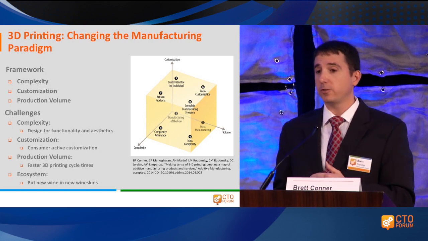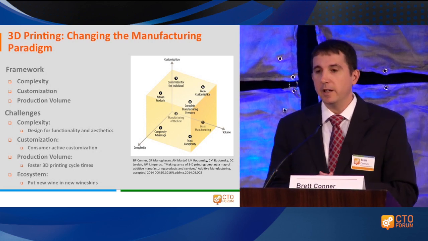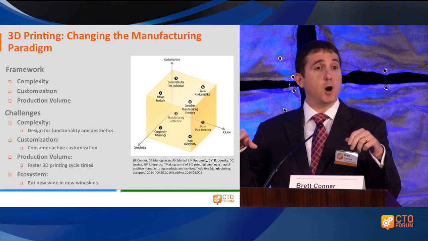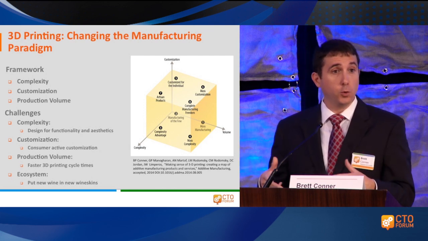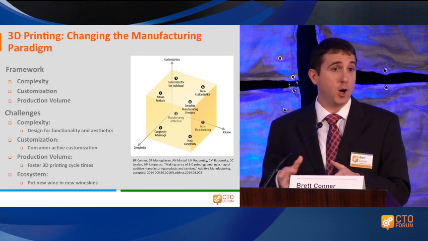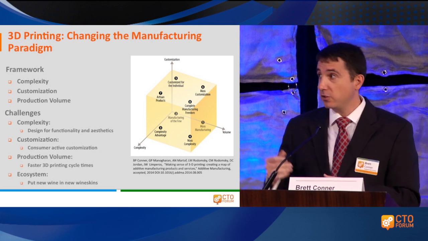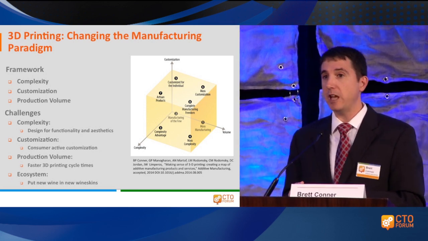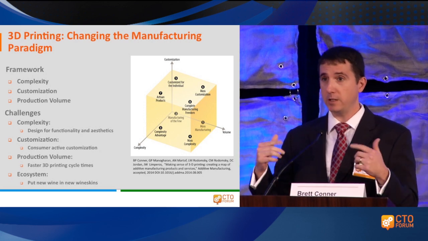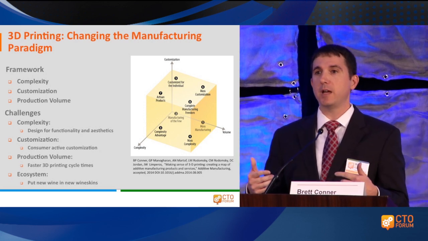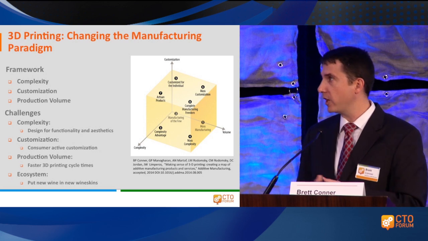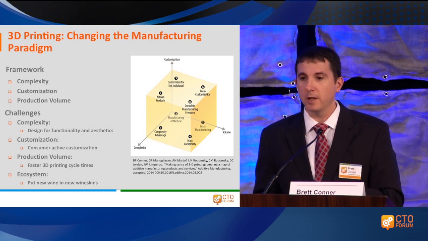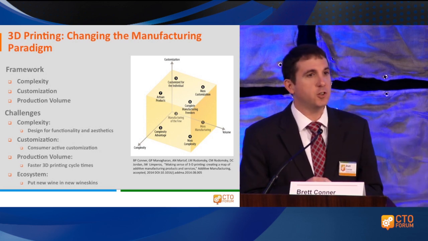Okay, so Hugh addressed, first of all, complexity. And we need to move from our methods and our tools for design for cost. We need to move to design for functionality and aesthetics. And so that brings us into topological optimization. But also, as you're going to see from our panel here, we need to think about design for multi-materials and design for multi-functionality in our 3D printed structures. Let's talk about customization here shortly.